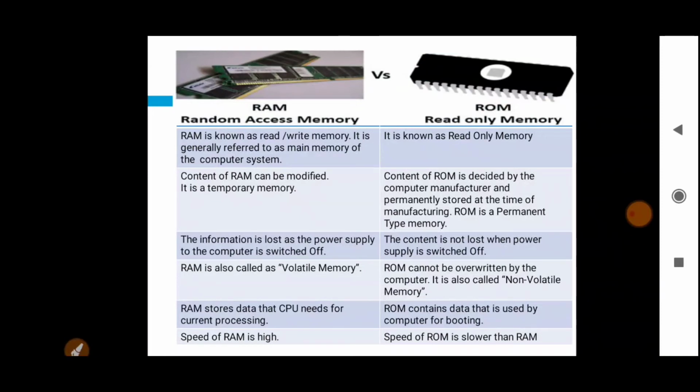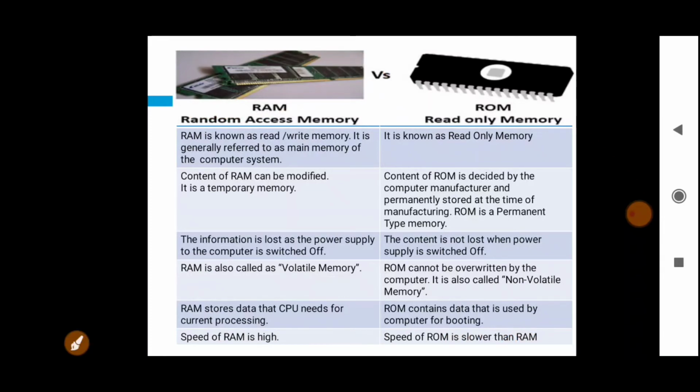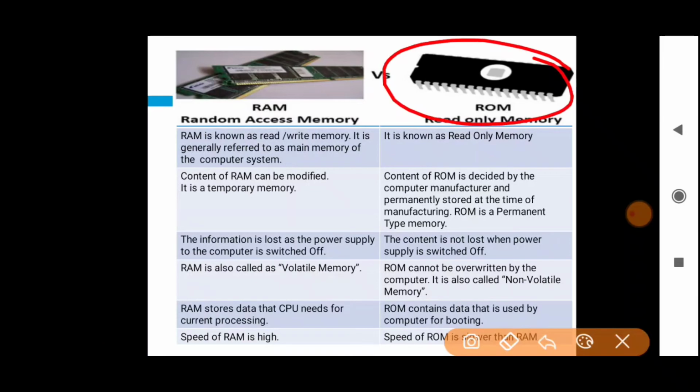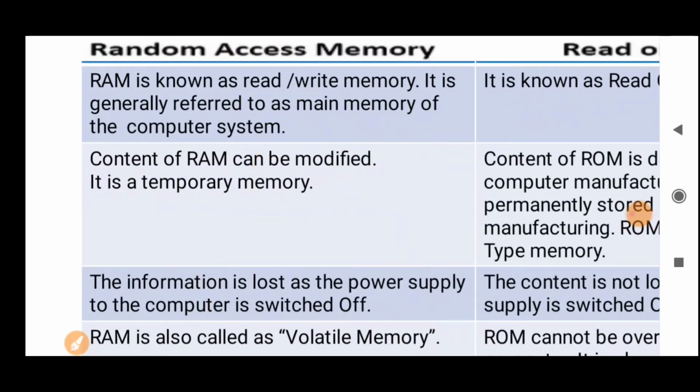Now here is the differentiation between RAM and ROM. As we can see here, RAM is nothing but a small PCB. You can see various chips mounted on the printed circuit board. So this is a RAM chip, and for ROM you just have a single chip. RAM is also known as read-write memory, and it is also referred to as the main memory of the computer.